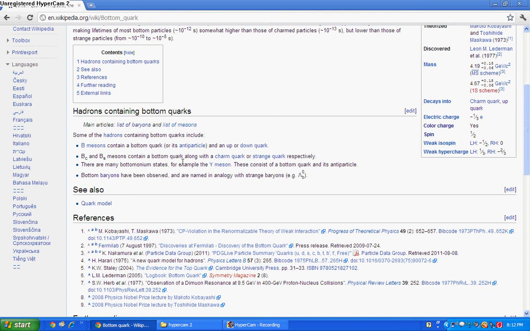There are the bottomonium states, the upsilon meson. I wasn't sure of the symbol. Anyways, these consist of a bottom quark and an anti-bottom quark, which don't last for very long at all. Bottom baryons have been observed, named by analogy to strange baryons.